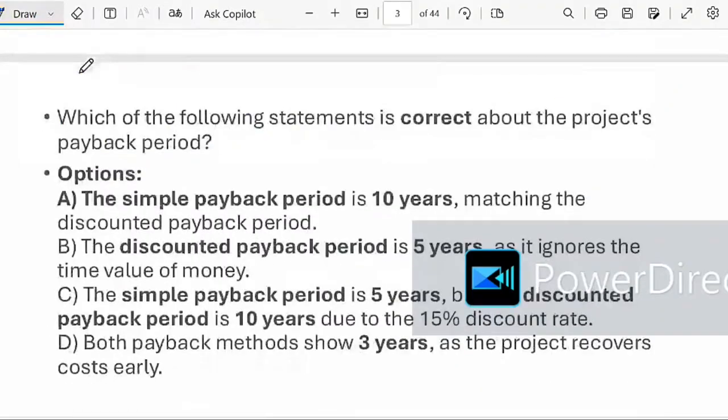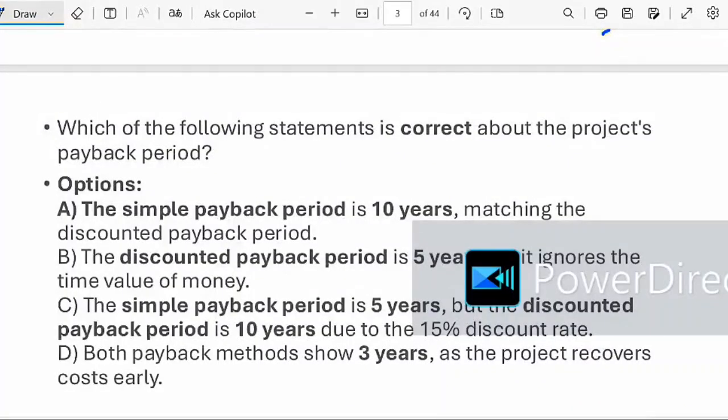Now the question is, which of the following statements is correct? Again I'm repeating because some people have joined late. Option A, simple payback period is 10 years, discounted payback period is 5 years. Option C, simple payback period is 5 years, but discounted payback period is 10 years. And option D, both payback periods show 3 years, so the project recovers cost early.